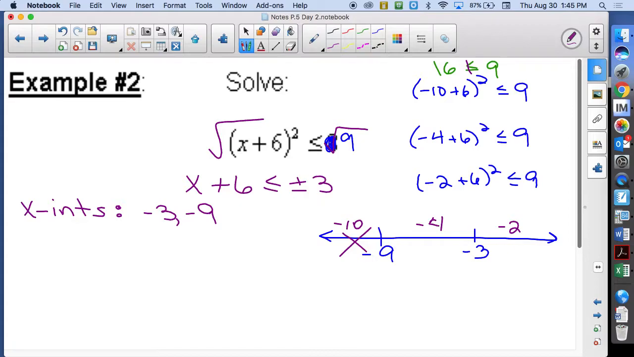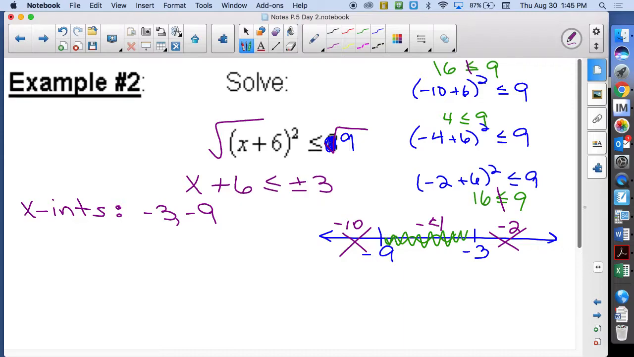Sabrina, how about the next one? (-4 + 6)². It's 4. And is 4 less than or equal to 9? Yes. So anything in there works. And then Sabrina, the last one, (-2 + 6)² is? 16. And 16 is definitely not less than or equal to 9.